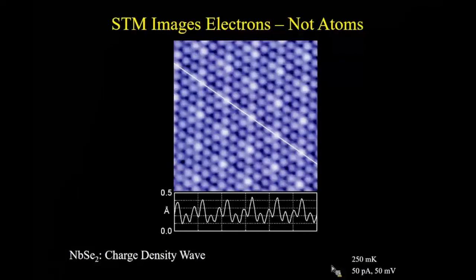So that is important to keep in mind that when you're doing STM, what you're really looking at is the electrons. And as you change the energy that you're looking at, you're going to see different sets of electrons, and hence your topography and what you're measuring can definitely change.